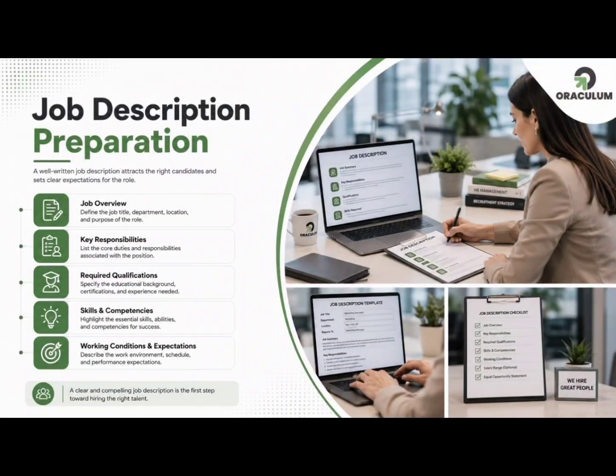Job description preparation. A job description provides detailed information about the position, including responsibilities, qualifications, and expected skills. It helps candidates understand the nature of the job before applying. Clear job descriptions attract suitable candidates for the role.